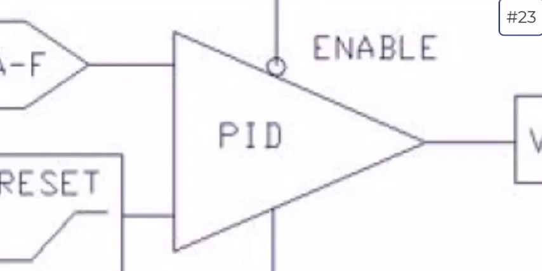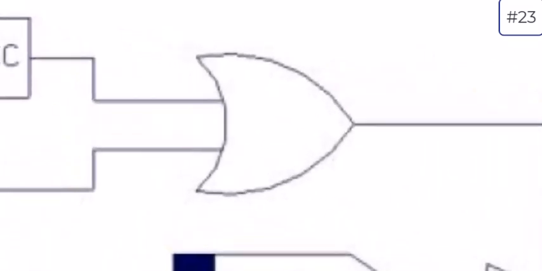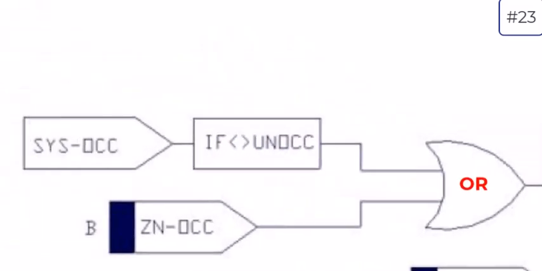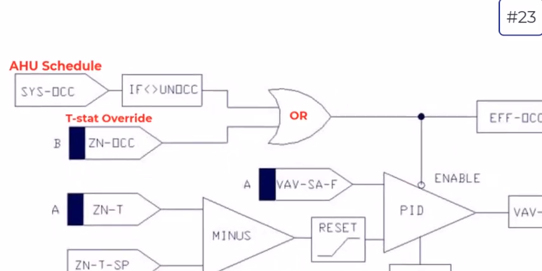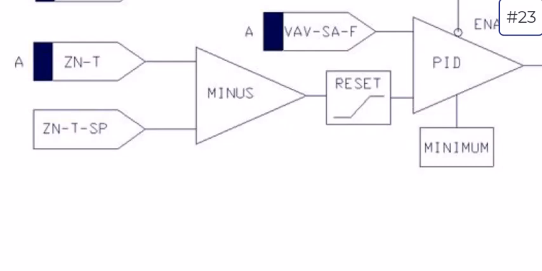But what we can see here is that it's enabled under a certain set of circumstances. If we follow back to this Boolean block, this is an OR block. And what it's saying is that if my system occupancy, probably for the air handling unit, is in anything other than unoccupied, or I have a zone occupancy command, and that's probably like a local thermostat push button override, this binary hardware, then I can enable my PID block. Otherwise, be at minimum.